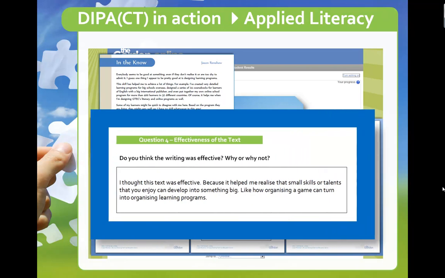A little bit later, they're asked to comment on the effectiveness of that text and say why they thought it was effective. In this case, from a different learner, the sample answer was, "I thought the text was effective because it helped me realize that small skills or talents that you enjoy can develop into something big, like how organizing a game can turn into organizing learning programs." So again, a little bit of critical thinking involved there as a natural part of the assignment.